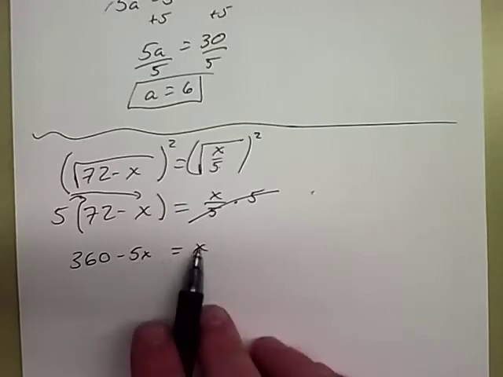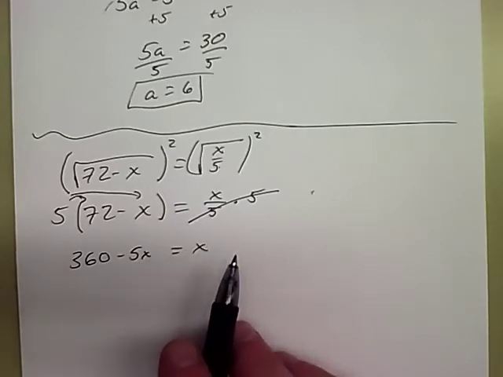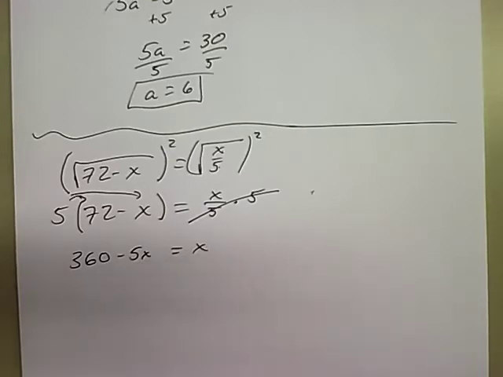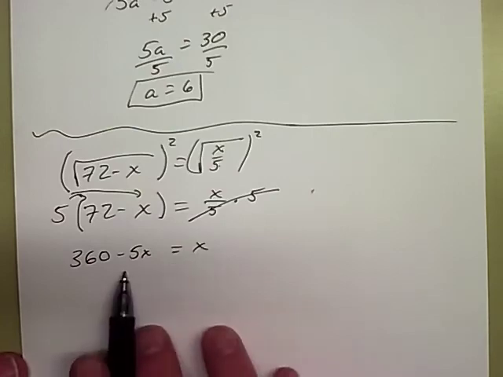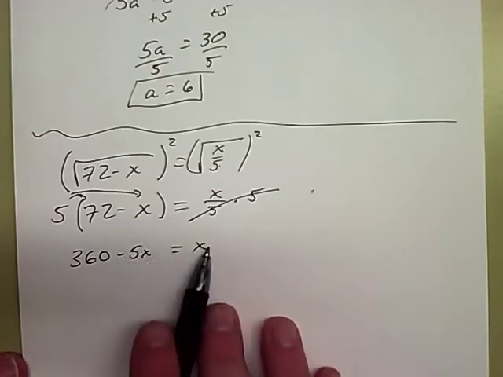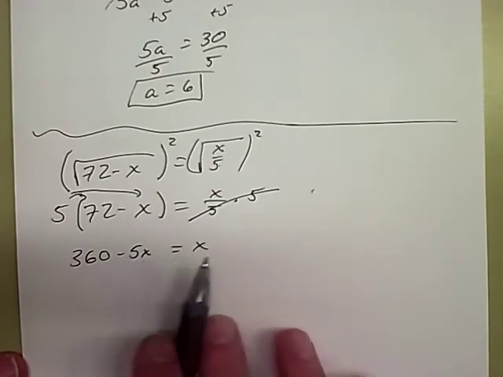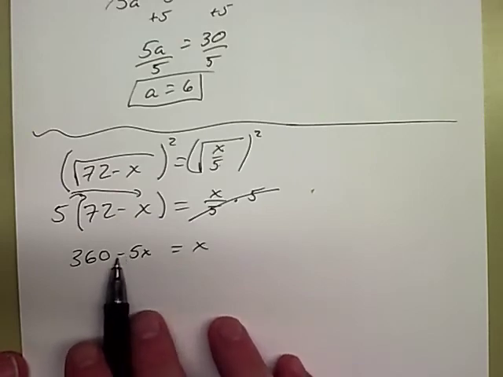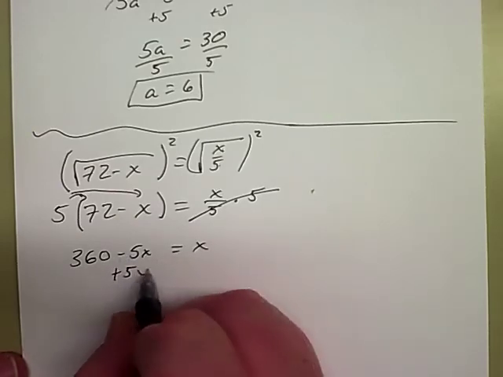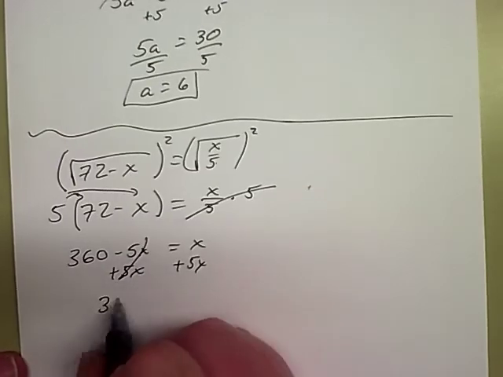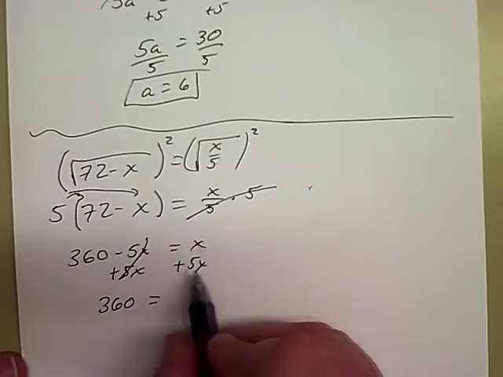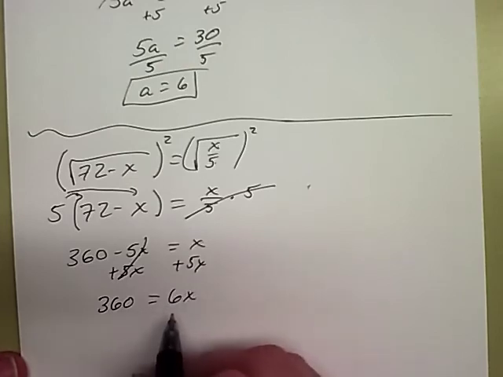Now I have x's on both sides. In general, when you have more than one x and you're solving for x, you want to get all the x's on one side and all the numbers on the other. So, since I already have numbers over here and a variable over here, I'm going to take this negative 5x and move it to the other side. I can move terms with addition and subtraction. So it says minus 5x. I'm going to add 5x to both sides. So I get 360 equals 1x plus 5x is a grand total of 6x.